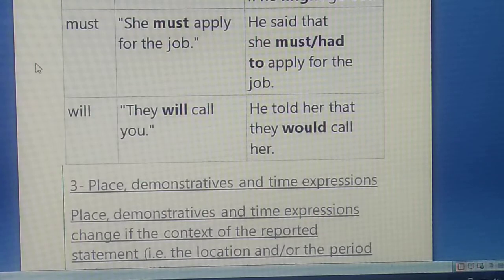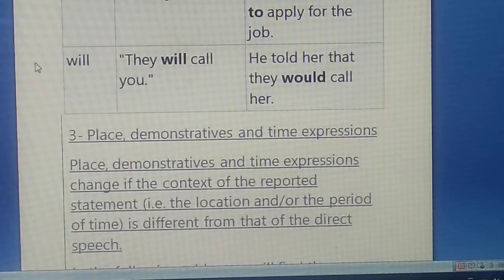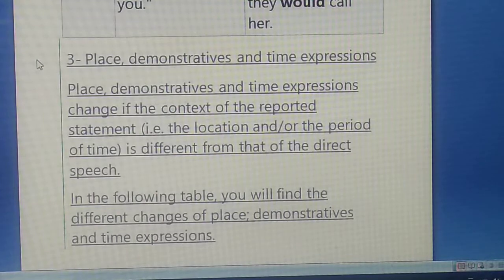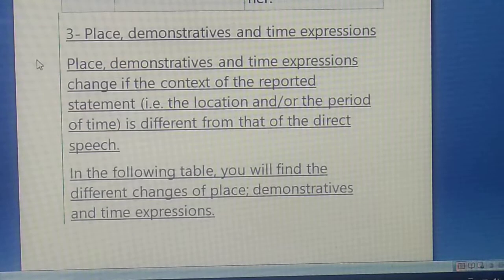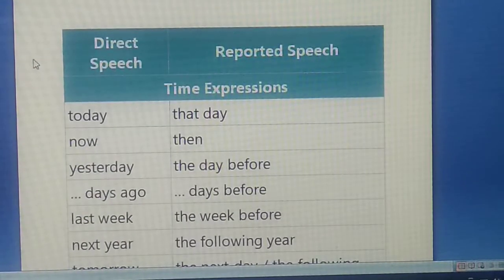Place demonstratives and time expressions change if the context of the reported statement, what is that? The location and or the period of time is different from that of the direct speech. In the following table, you'll find the different changes of place, demonstratives, and time expressions. Today, children, this you have to learn by heart. You have to remember. There's no other go. These are the rules, okay?